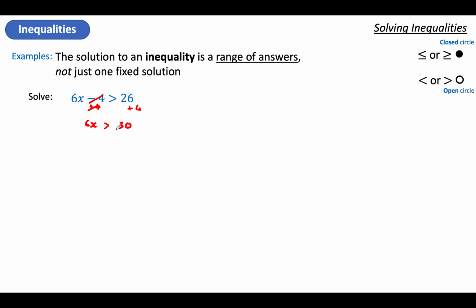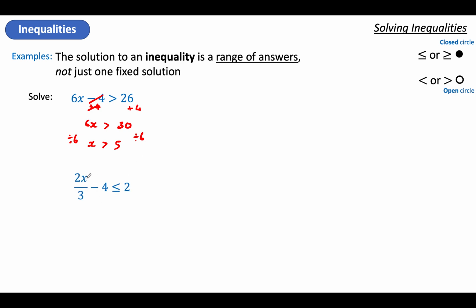The process is exactly the same as solving a normal equation, except there is one exception to that, which I will show you later. Now, we don't want 6x, we only want 1, so we divide by that number, touching the letter, to find the value of one of the x's, where 30 divided by 6 is 5. And again, I'm just using the same sign that's in the question. So the answer to this is x is bigger than 5. So with any number bigger than 5, and there are an infinite amount of them, all of those would make this work. Okay, so the process is exactly the same.